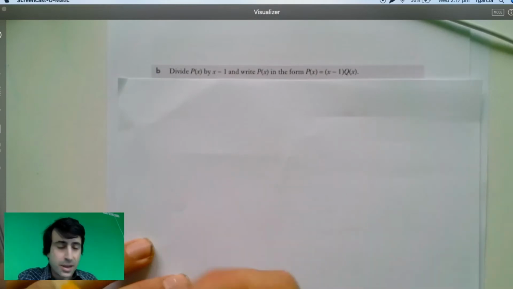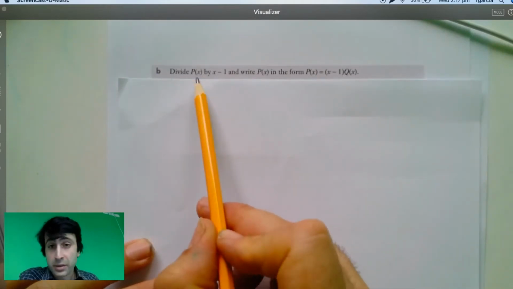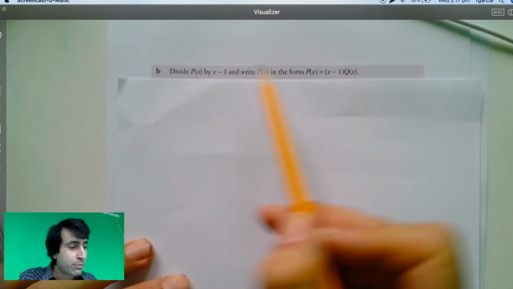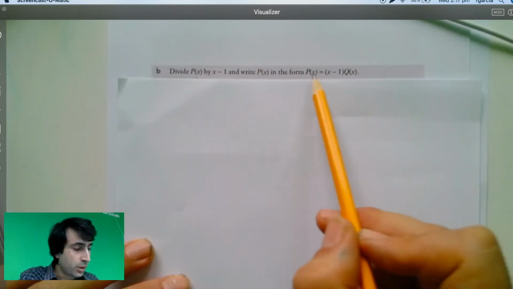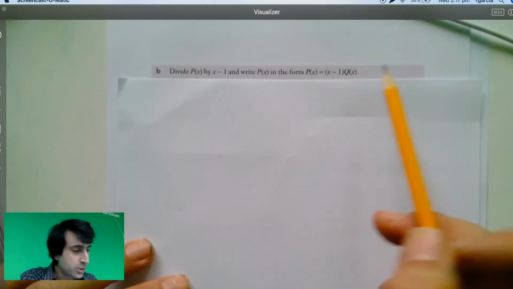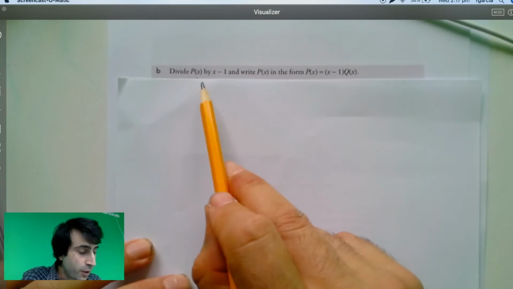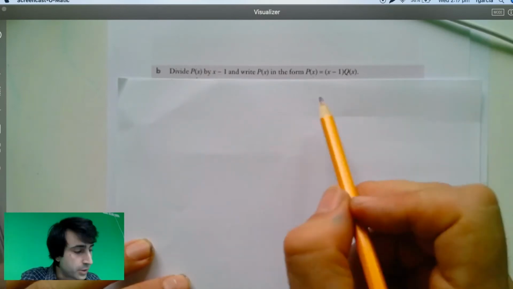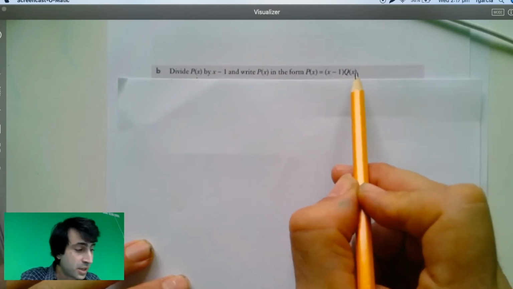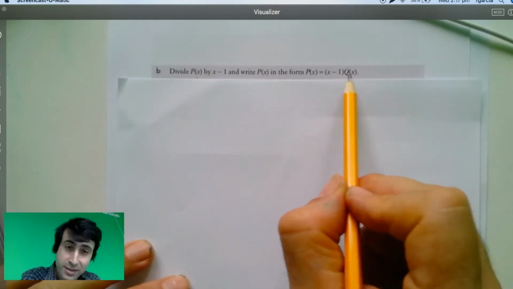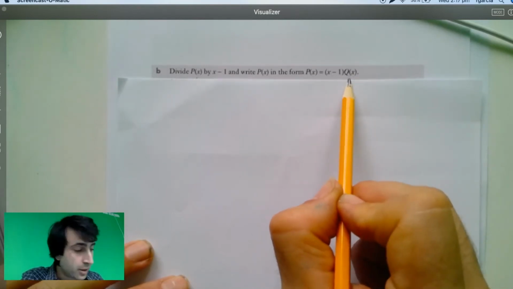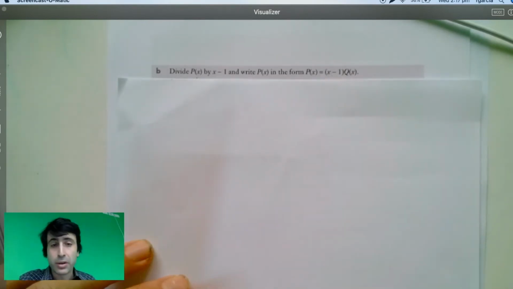So now we're asked to divide the polynomial in the previous question, polynomial x, by x minus 1, and write it in the form polynomial x equals x minus 1 times q. So in other words, all we're doing here is dividing polynomial x by x minus 1, and we're seeing what the quotient is. Hence, they've cheekily put q there. What is the quotient function? In other words, q times x minus 1 should equal polynomial x.